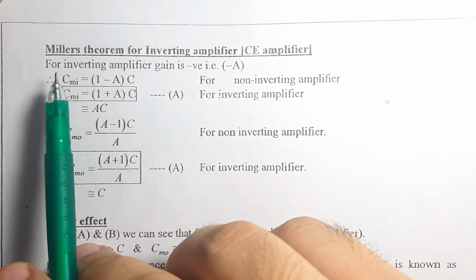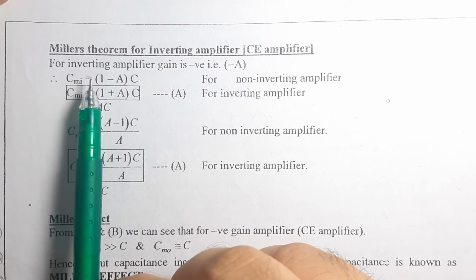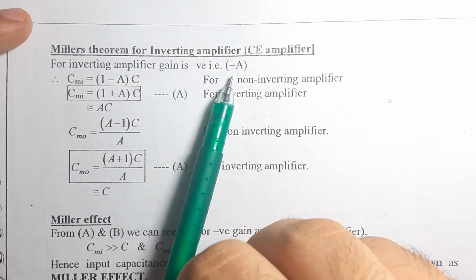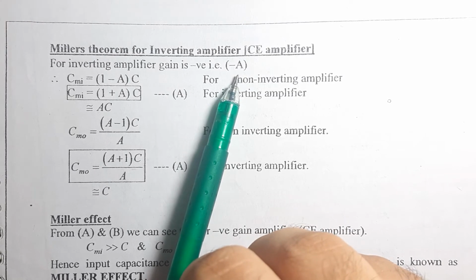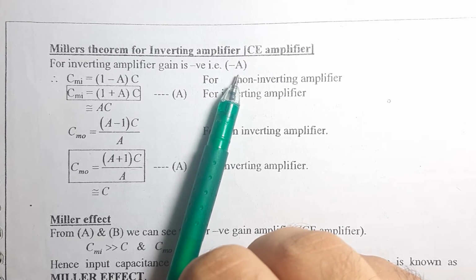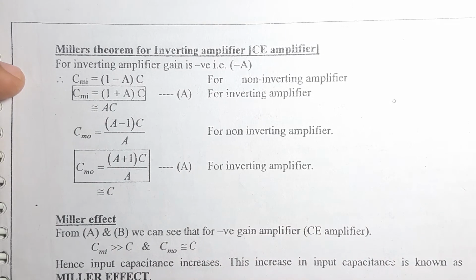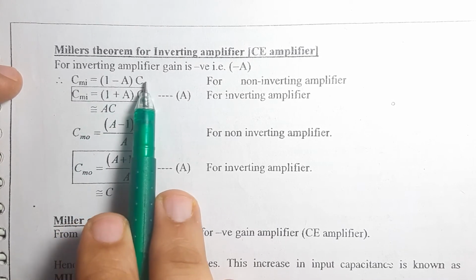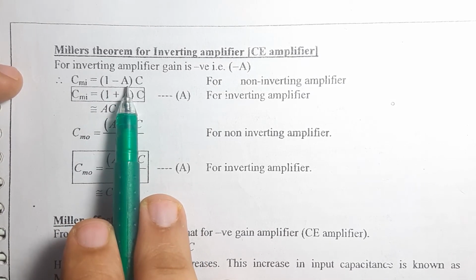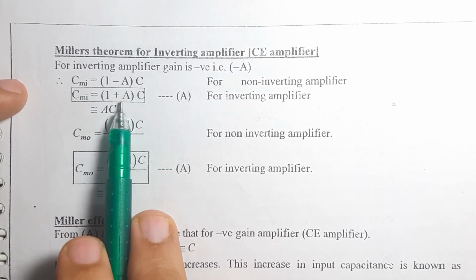Now, Miller's theorem for an inverting terminal is nothing but a CE amplifier. For the inverting amplifier, your gain is negative, as we have always said that your CE amplifier always has an output phase inverted compared to your input phase. So C_MI, the formula was C into (1 minus A). If A is negative, then 1 minus of minus A becomes (1 plus A) into C.